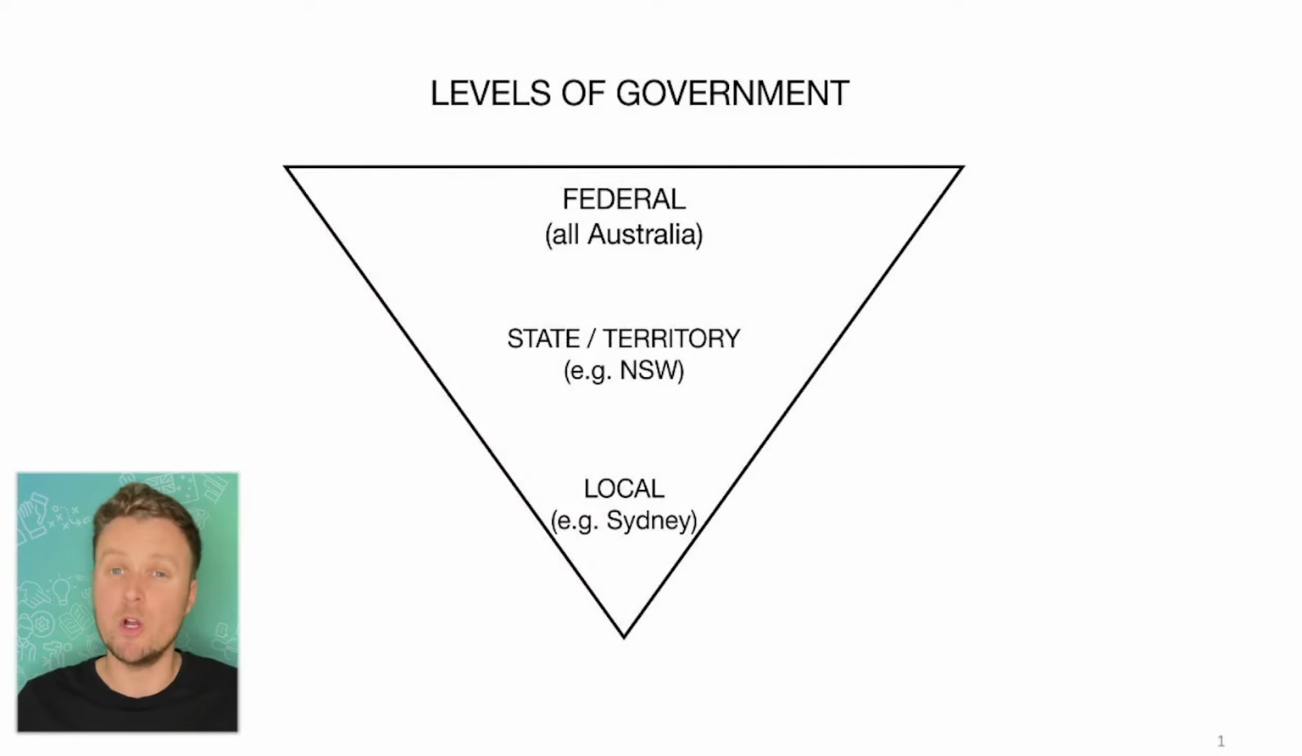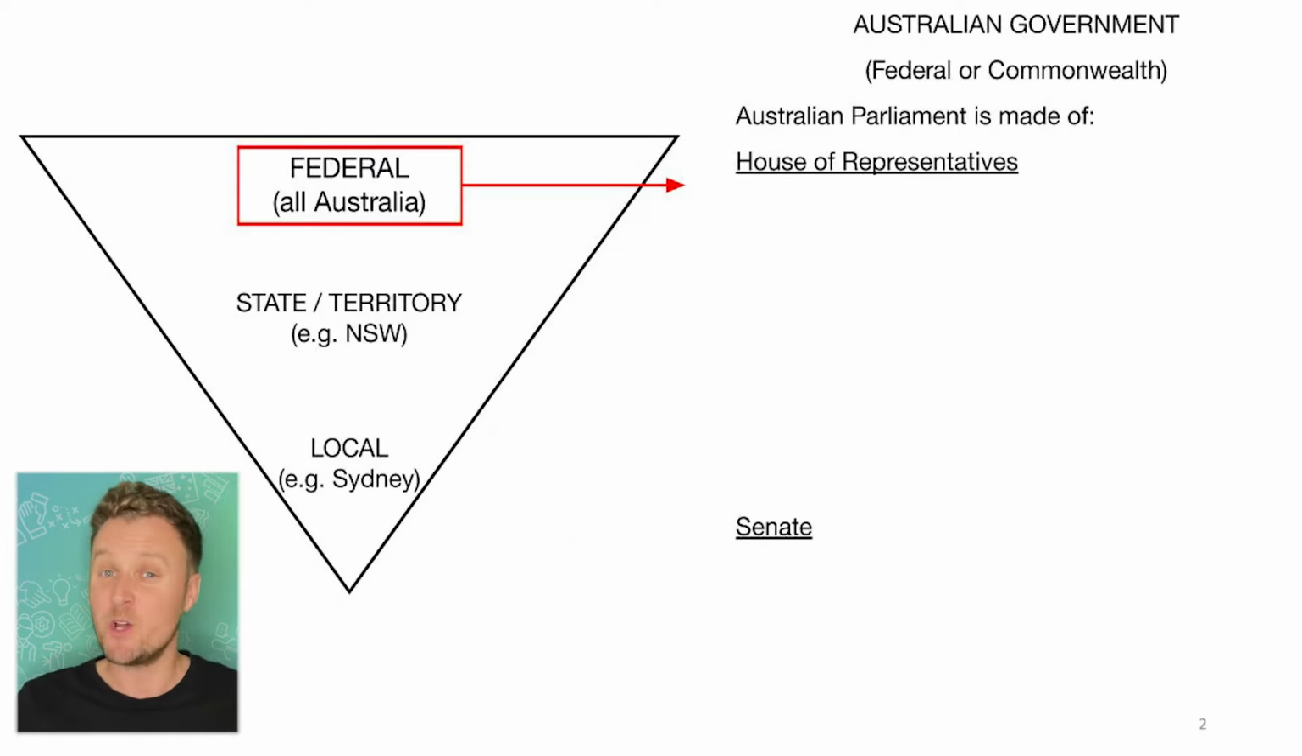Let's talk about how Australia is governed now. We will look at this from a federal perspective first, meaning concerning all of Australia, to then move on to state and territory and then local government, from bigger to smaller. So for the big picture, we have the Australian government, which is also called the Federal or Commonwealth Government. The government is made up of members of the Australian Parliament, which has two houses, the House of Representatives and the Senate. Let's have a look at these in more detail.